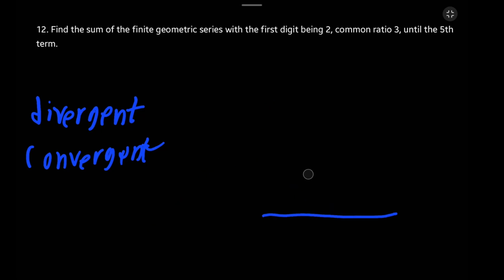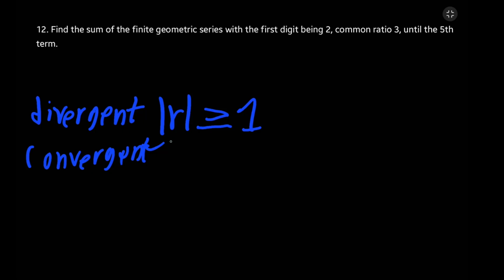Just a visual representation. Anyways, you'll know if it is divergent, if it diverges, if the R's value, if its absolute value, if the R or the common ratio's absolute value is equal to or greater than 1, and a convergent one is less than 1.